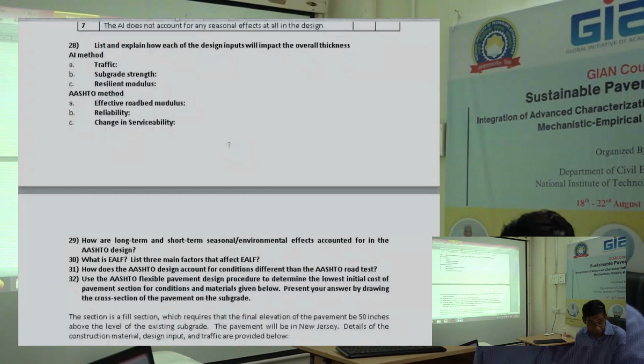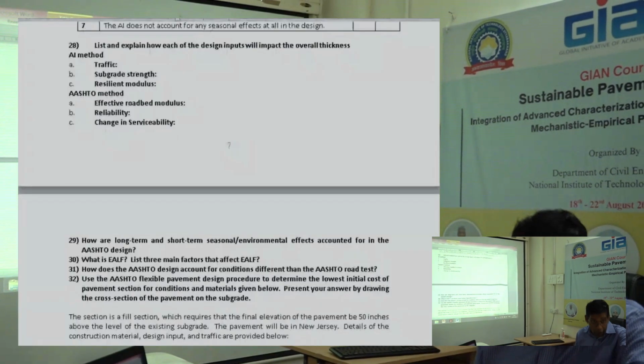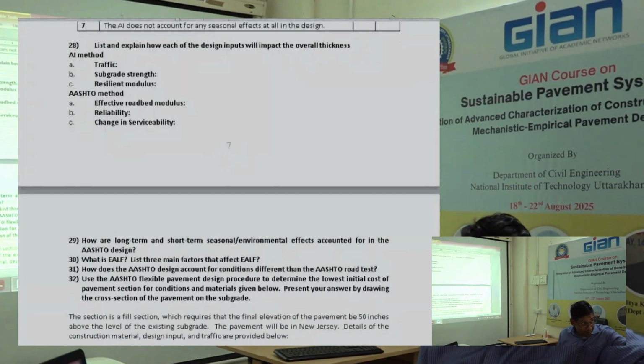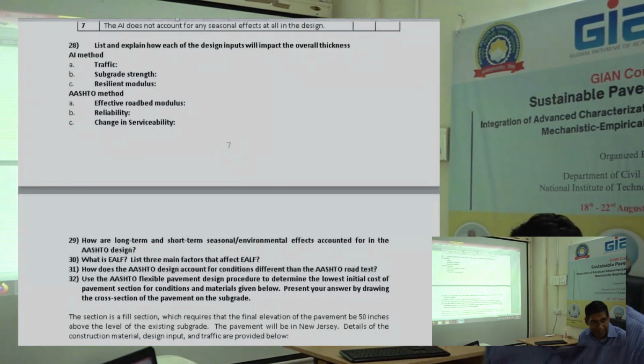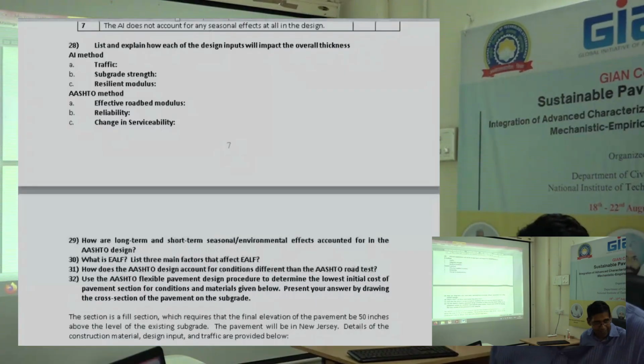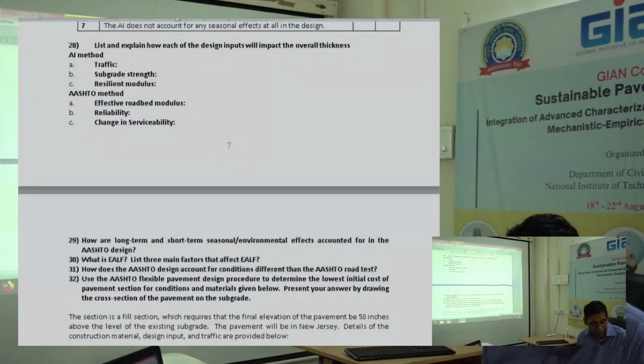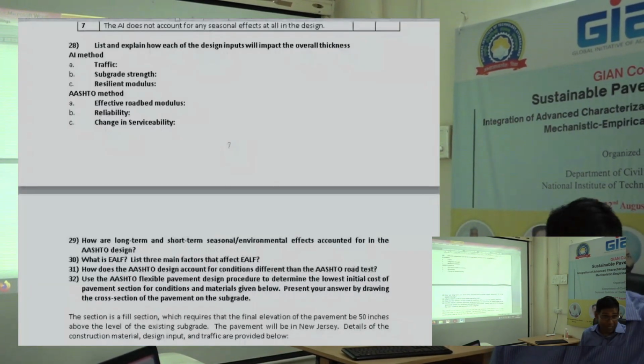Axle load, absolutely. What else? I talked about the condition of the pavement, the thickness of the pavement, new pavement versus old pavement.